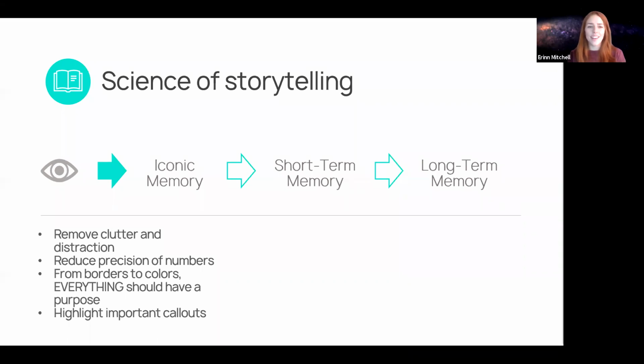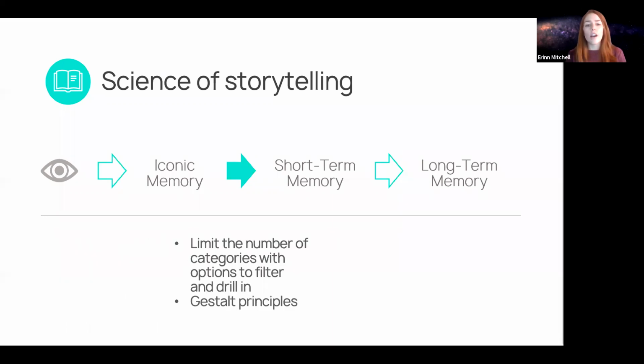I will pull up a dashboard in a few slides and we can dive a little bit deeper into what that looks like. Reduce the precision of your KPIs and your numbers on your dashboard. So everything should have a purpose on the dashboard. That's how you reduce clutter. And it's also important to highlight important callouts so that you can minimize any distraction and help the brain know what to pass into the iconic memory.